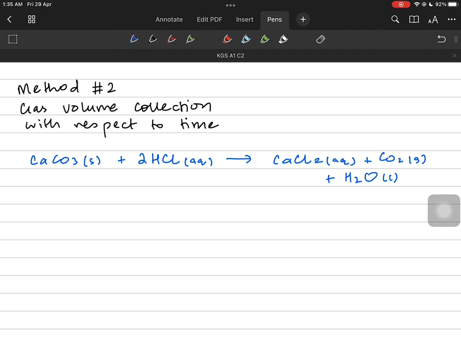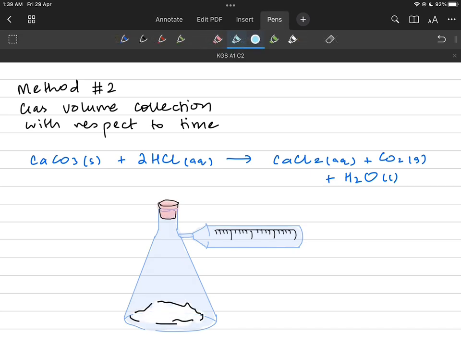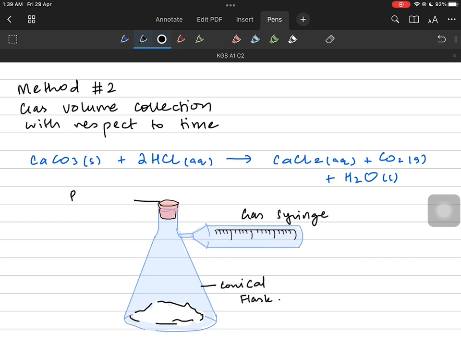Okie dokes. So we have a similar conical flask like last time. We have a gas syringe. This time we don't have cotton, but we have a rubber bung. We want to stop the gas from escaping. So the rubber bung is going to help prevent the escape of gas. You can use a piece of cork or a rubber bung. We have calcium carbonate, and then we can add hydrochloric acid over here.